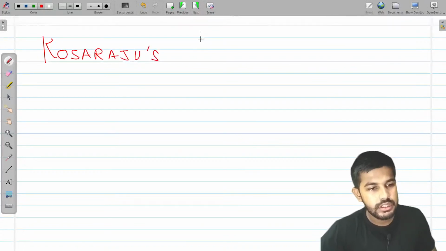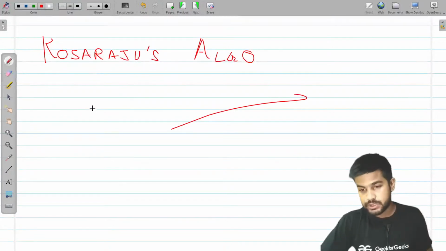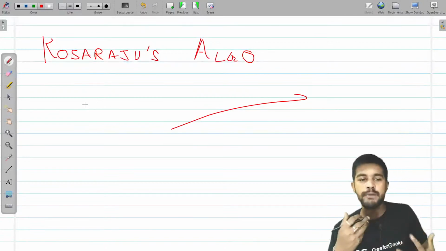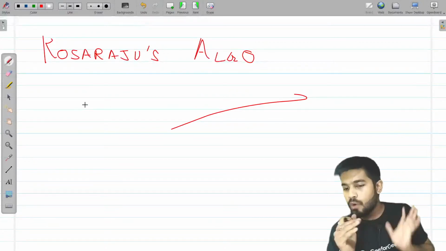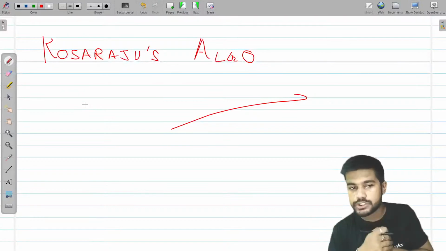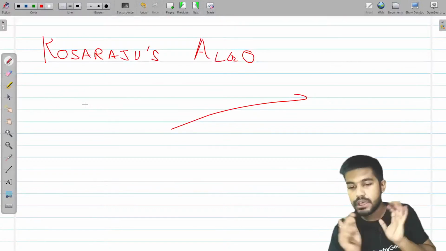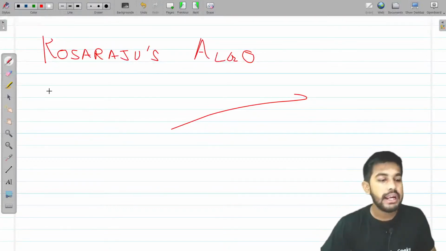Kosaraju's algorithm. So what I suppose is, to solve Tarjan's algorithm, you should first learn about Kosaraju's algorithm. Why should you consider learning Kosaraju's algorithm before Tarjan's algorithm? I am telling you.